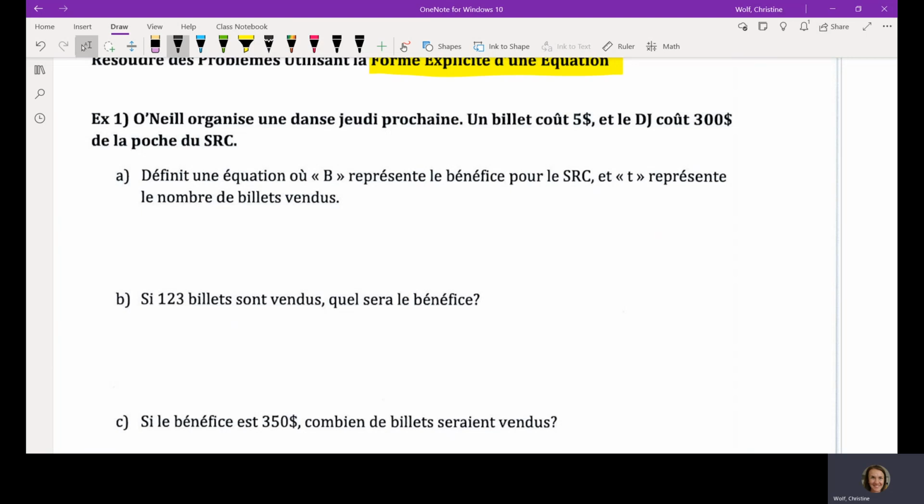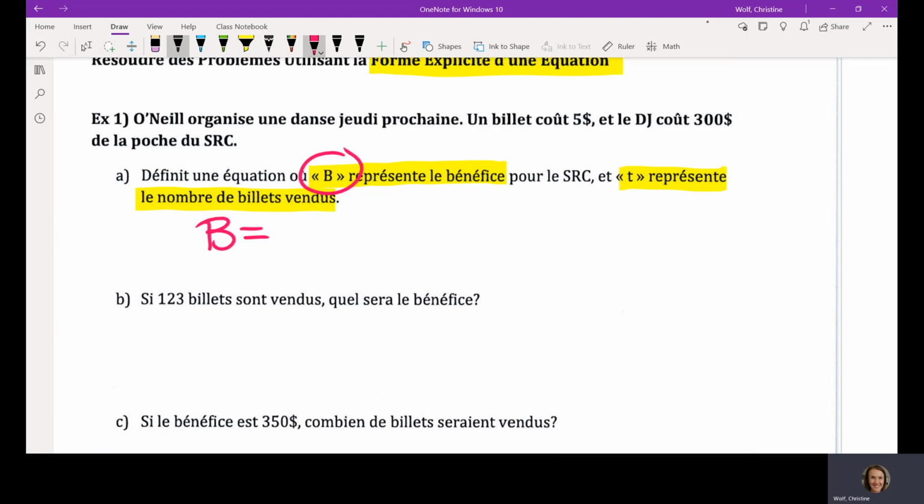Make sense? OK. So on a besoin de définir ou créer une équation où B représente le bénéfice, that's profit en anglais, so how much the money the SRC will make, et T représente le nombre de billets vendus. So we have to create an equation where B equals the profit and T is how many tickets are sold. Now, quand je te donne la phrase ici, typiquement, la première variable que je te donne va être celle qui est en avant. All right?